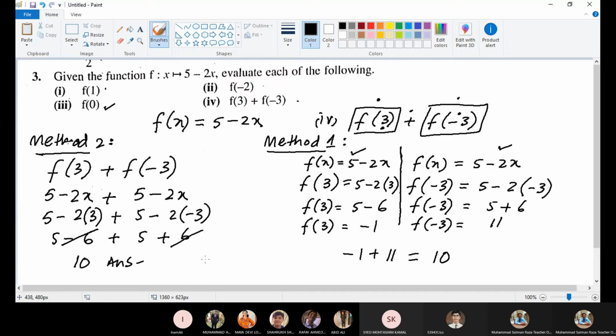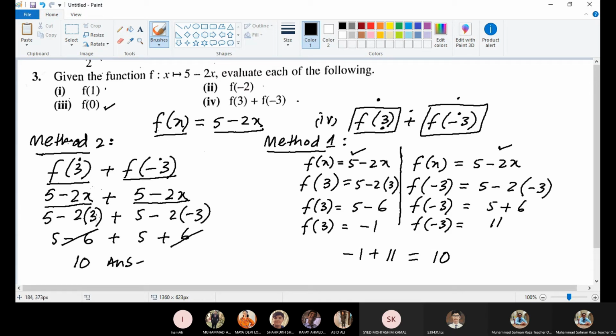Yes, sir. So now, Vijay, it totally depends on you whether you would like to solve the question with method number 1 or method number 2, because I have solved this question by both methods. Many students find method number 2 a little difficult just because they do not know that wherever you see f of x, you will replace it with 5 minus 2x. So when I see f of x over here, I replaced it with 5 minus 2x. And when I see f of x over here, I replaced it with 5 minus 2x. And then I replaced the x's with the numbers.